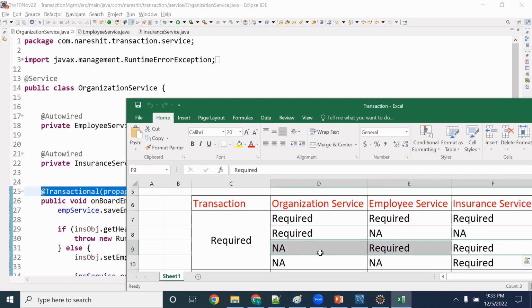Can someone guess? If you make a call from organization service, the transactional annotation will be ignored. Actually, the framework will not manage the transaction at the organization service level. First of all, that point is correct. The framework is not going to manage the transaction at org level. But I wrote the same transaction object at employee level and at insurance level. What is going to happen? It means employee gets one transaction object, insurance gets one transaction object.